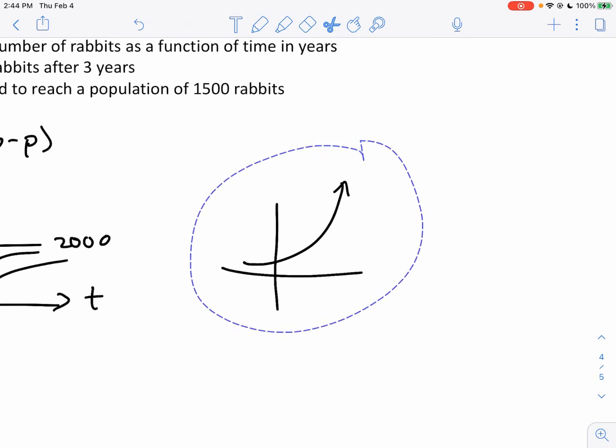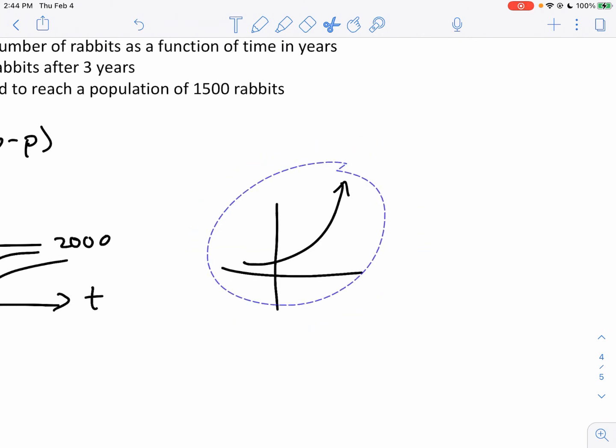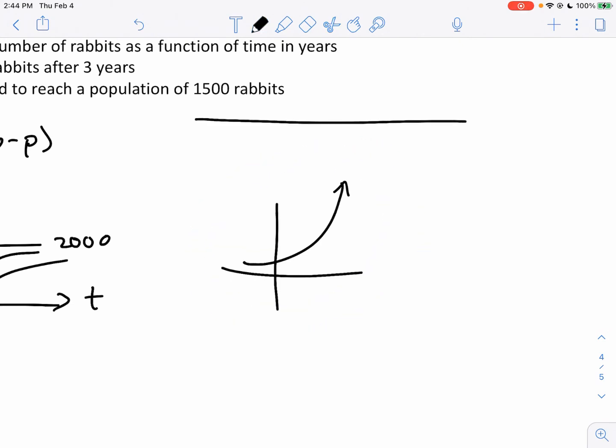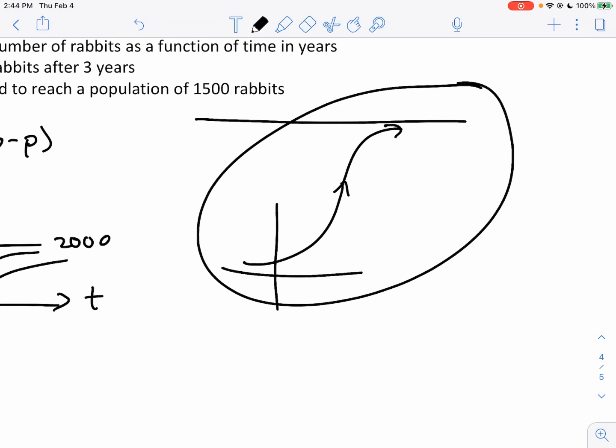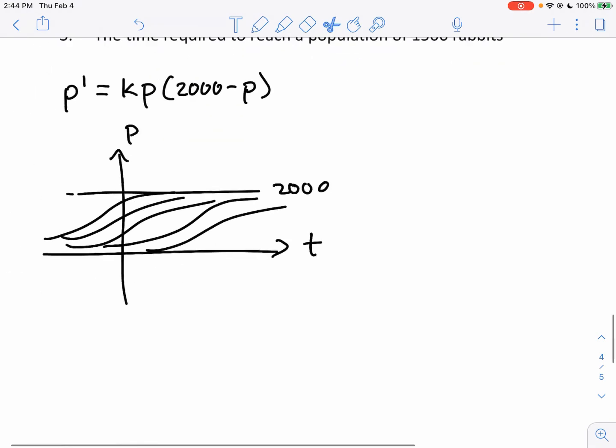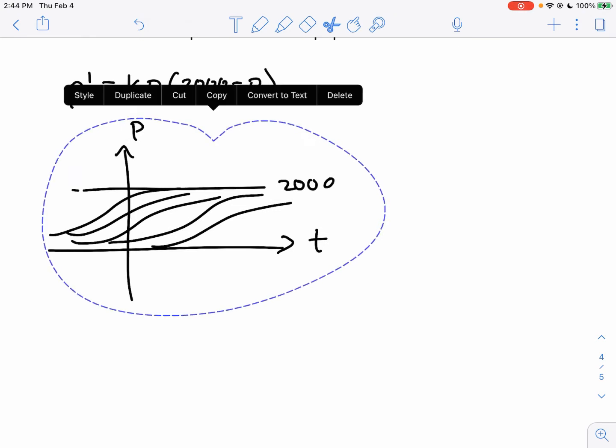Now, initially, if you're well below the maximum sustainable level, then initially your growth might look exponential. But as you get closer and closer to that threshold, your population is going to have to flatten out and level off. And this overall shape is called the logistic model. And we're going to see that happen here when we solve this particular differential equation.